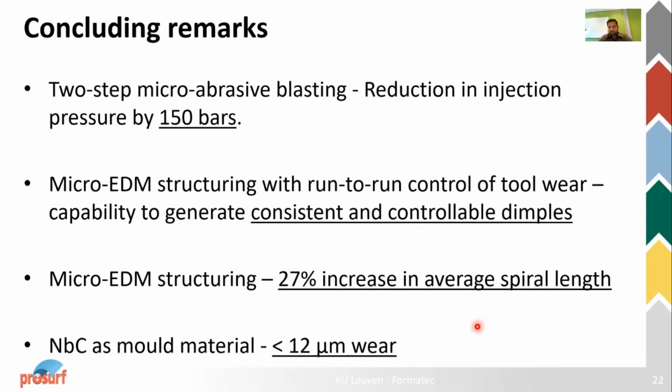So finally, the takeaway messages from this ProSurf project, and also from these research activities, were that with the two-step microabrasive blasting, the reduction in injection pressure of around 150 bars was obtained. So this was leading to energy savings at our industrial partner. Similarly, microEDM structuring with run-to-run control of tool wear has the capability to generate consistent and controllable dimples. The structuring technique we used, the microEDM one, gave us 27% increase in spiral flow length. And also the niobium carbide mold material we used here is giving us less than 12 micrometer wear, or let's say the dimensional enlargement of the molded products.